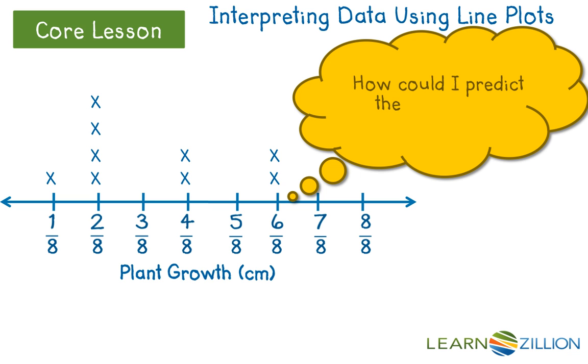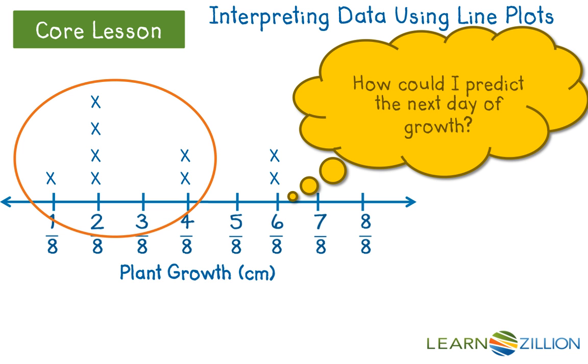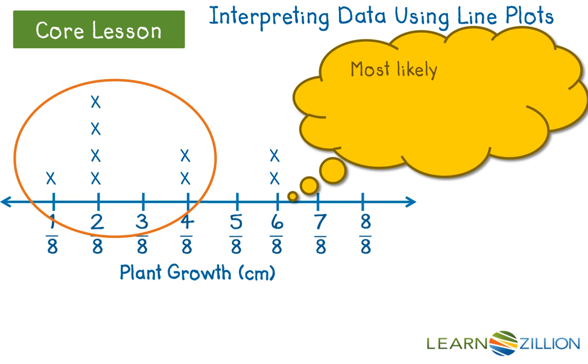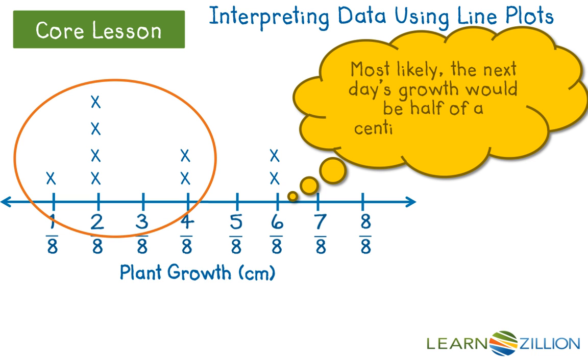If we were to make a prediction for tomorrow's plant growth, we could look at the patterns shown in the line plot. When we look, we can see that most of the plant's days of growth have been 1/2 centimeter or less. So an educated guess could be that tomorrow's growth will be 1/2 centimeter or less. We could even get more specific to guess that the growth might be 2/8 centimeters, since that's the measurement of growth that appears the most.